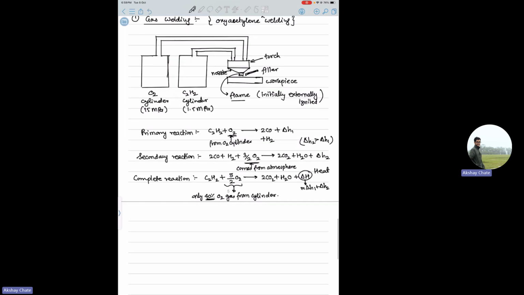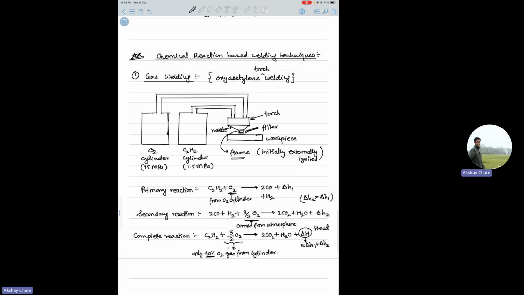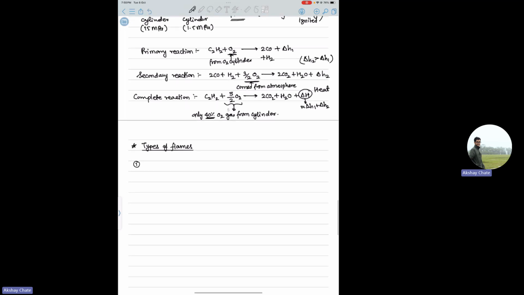Then there are different types of flames that you see. Depending on the controls, it's not like you just mix them. You usually have some valves so that you can control the flow rates of acetylene and oxygen that mix in the nozzle. So there are different types of flames that you can get. First is called the neutral flame.